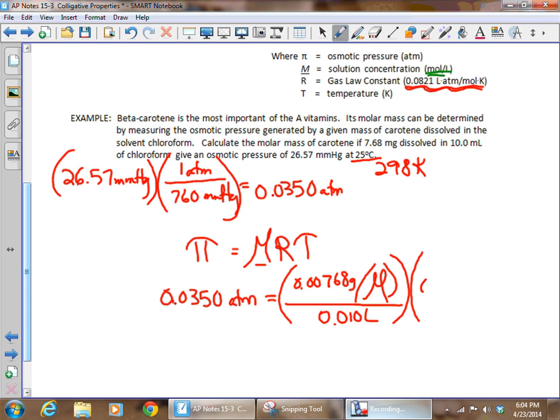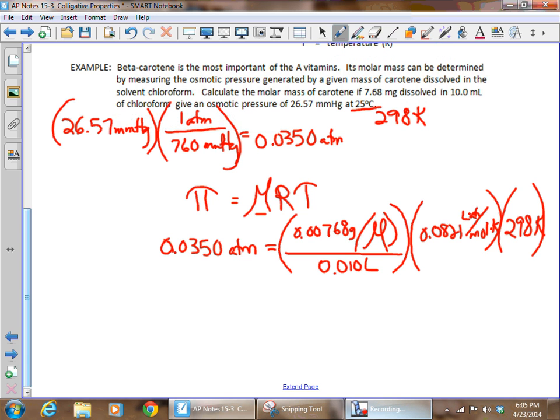Times our R value, 0.0821 liter atmospheres per mole Kelvin, times our temperature of 298 kelvins. When we solve for molar mass, I've got an extra little thing here. Let's fix that a little bit. Divide that again by molar mass. There we go. That's a little bit better.